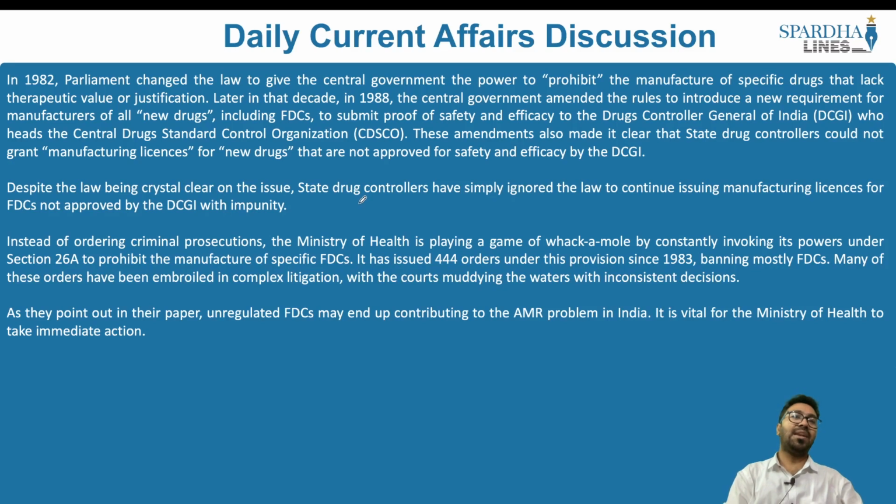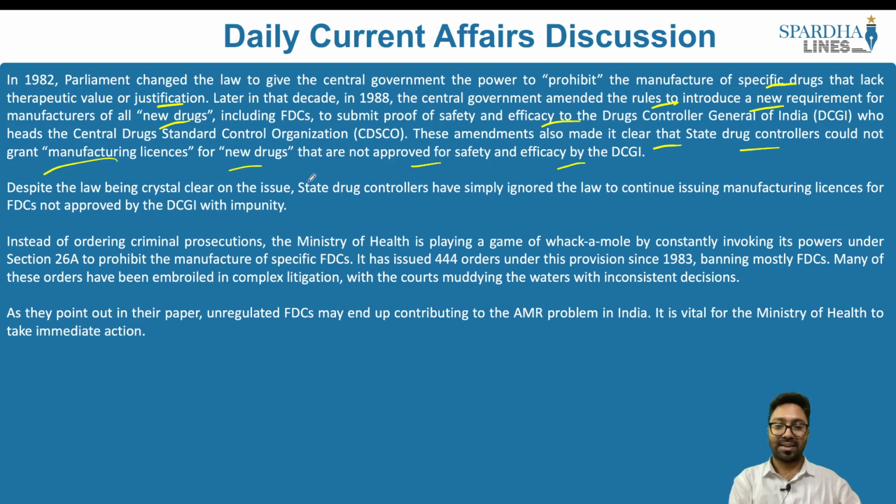Further, in 1982, Parliament changed the law to give the central government the power to prohibit the manufacturing of specific drugs that lack therapeutic value or justification. Later in the decade, the central government amended the rules to introduce new requirements for manufacturers of all drugs, including FDCs, to submit proof of safety and efficacy to the Drugs Controller General of India, who heads the CDSCO. These amendments also made it clear that state drug controllers could not grant manufacturing licenses for new drugs not approved for safety and efficacy by the DCGI.